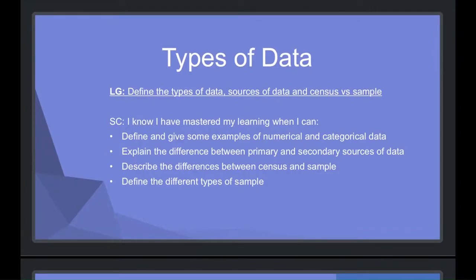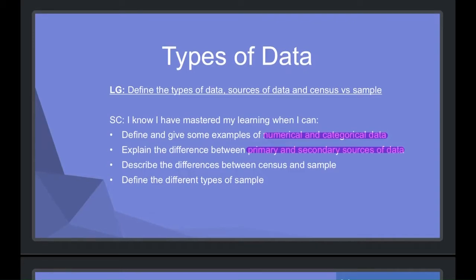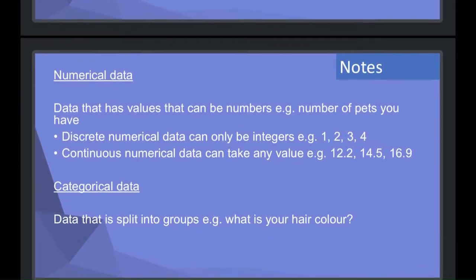And we're also looking at ways of collecting data as well. We've got types of data, numerical and categorical. We've got sources of data, primary and secondary. And then we'll look at the difference between a census and a sample, ways of collecting data, as well as a few different types of samples. Lots of things to define in this lesson. So let's jump right in.